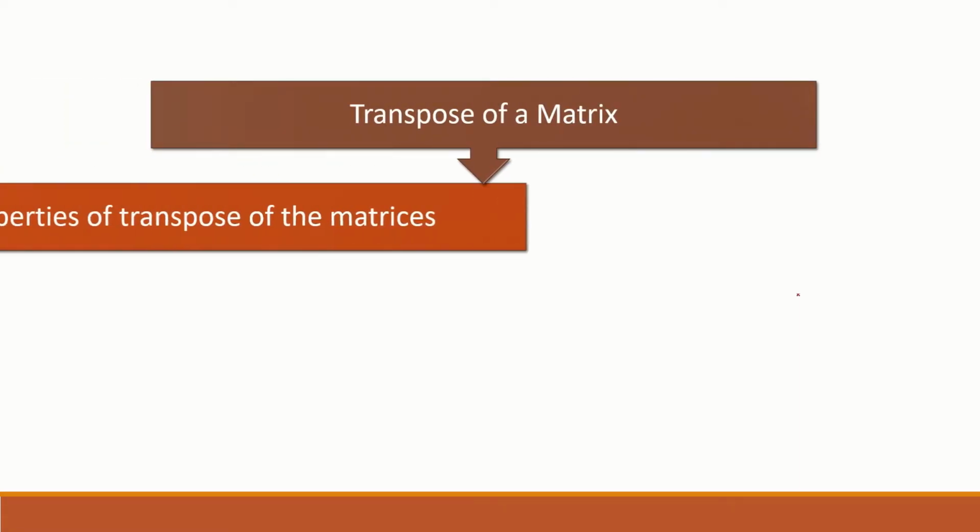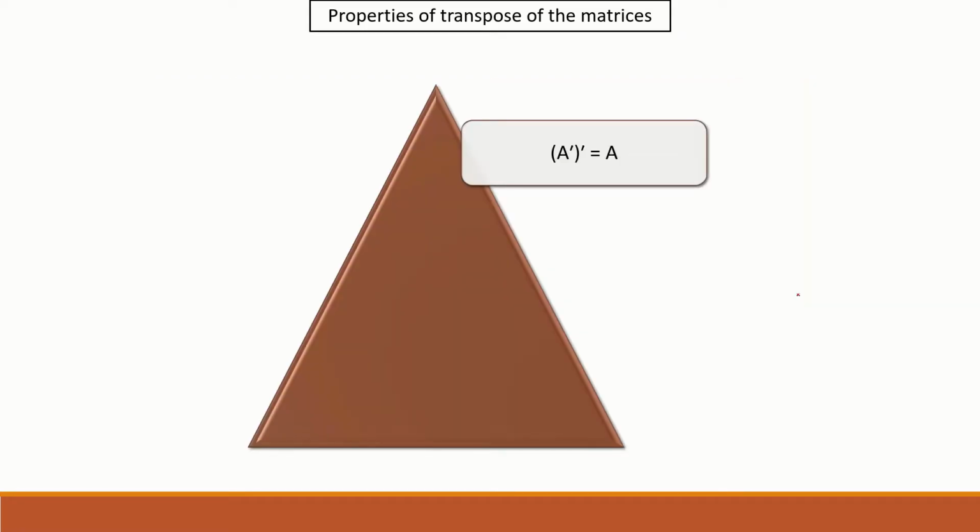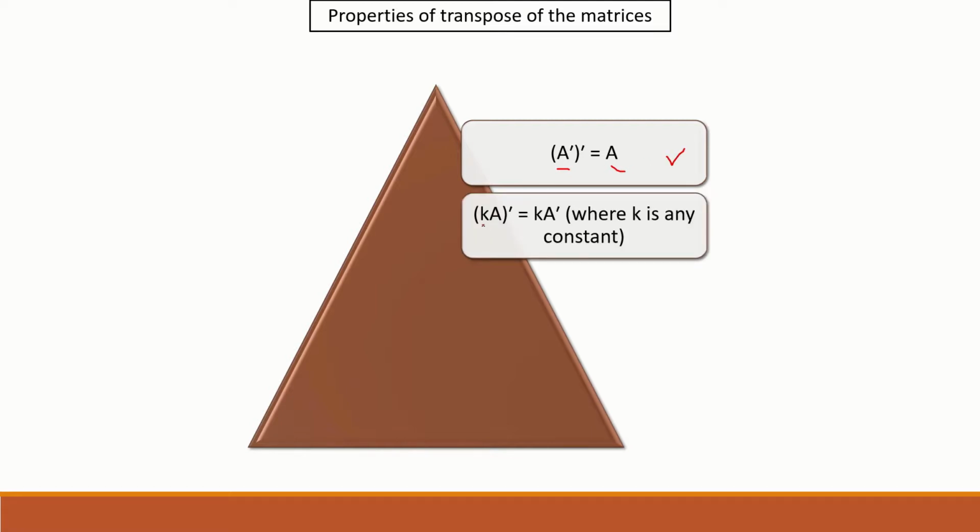So let us see some properties of transpose. So the first property is that the transpose of A transpose is equal to A. And the second property is if a constant is multiplied with a matrix and उसका transpose अगर हमें निकालना है, so we can take that constant outside. That means kA the whole transpose is equal to k into A transpose, where k is any constant. And the third property is if we have two matrices A and B and the operation is A plus B the whole transpose, then we can write it as A transpose plus B transpose.